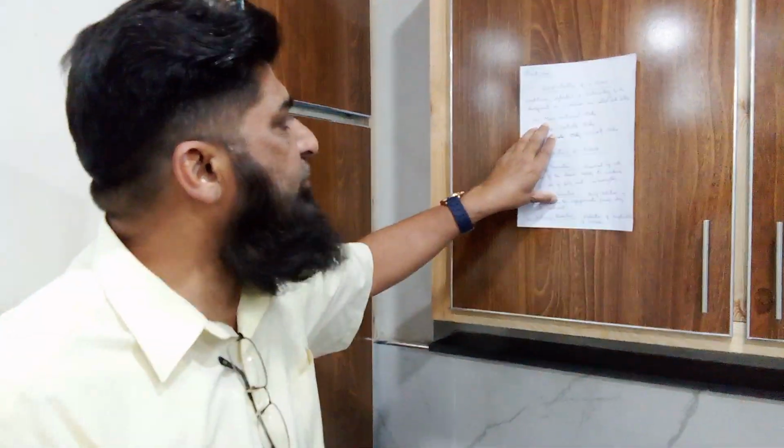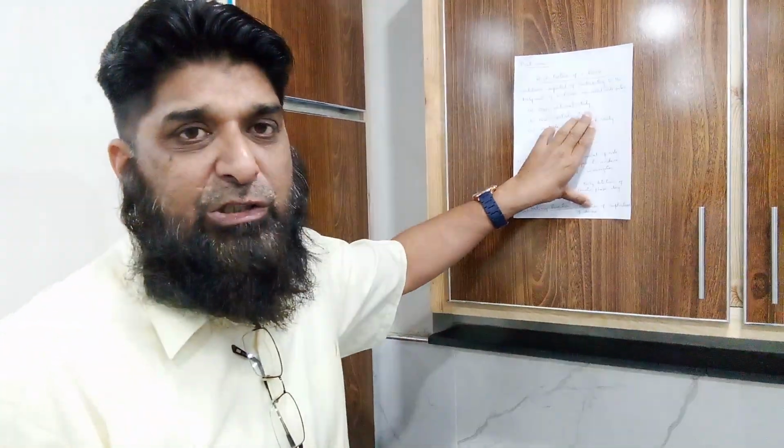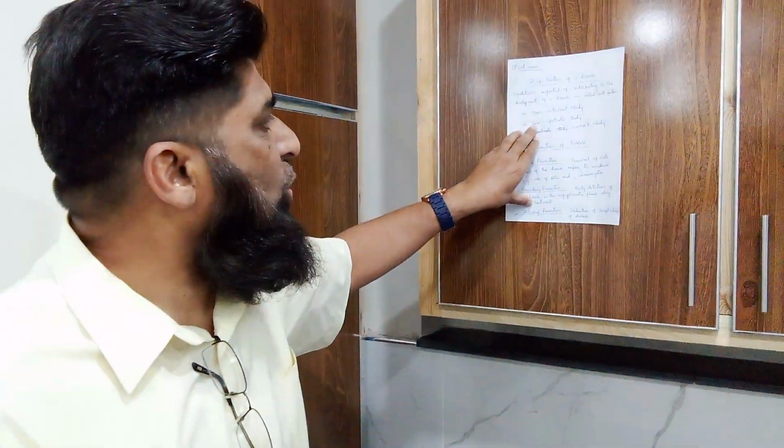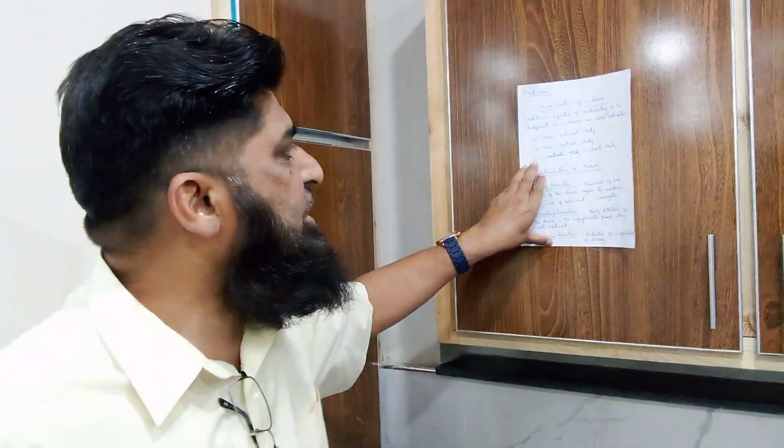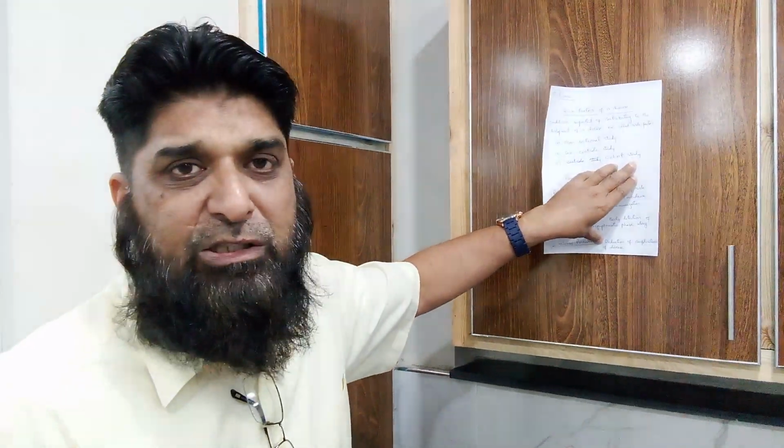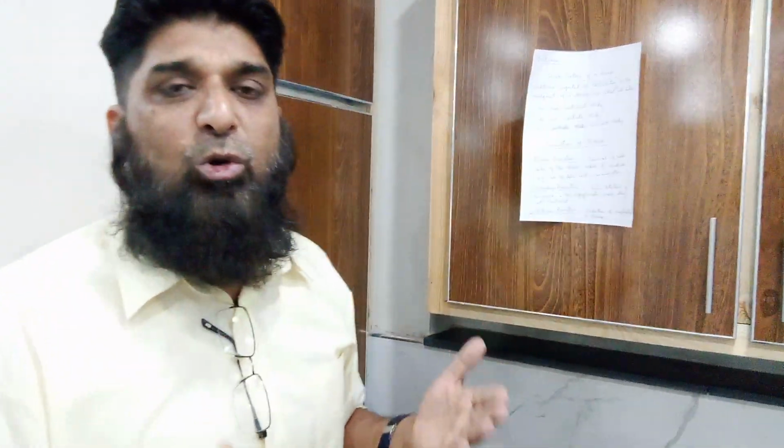Number 1, we have got cross-sectional study. Number 2, case control study. And number 3, cohort study. Students, these 3 studies enable a researcher to reach a diagnosis and risk factors of the disease.